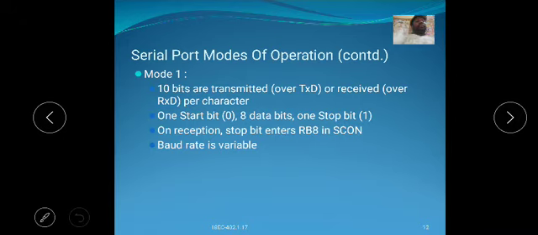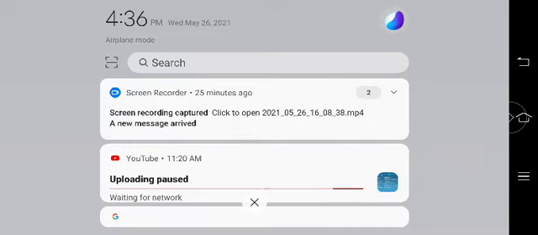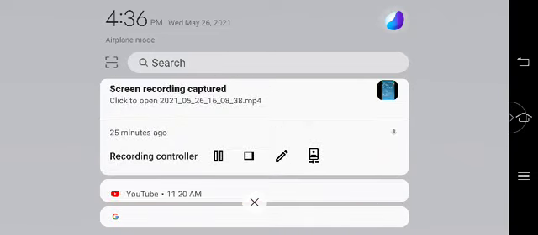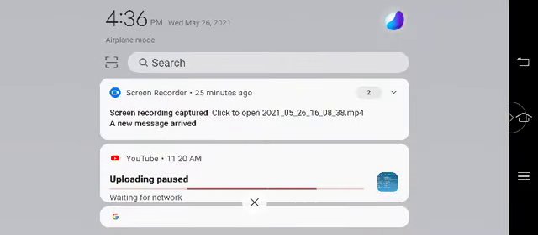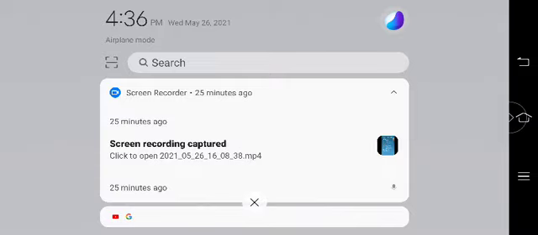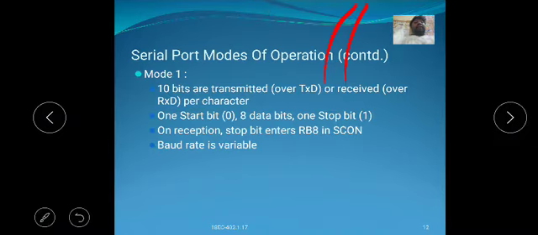Second one, mode 1. The serial port's mode of operation, mode 1: 10 bits are transmitted over transmission of data or received over receiving of the data per character.